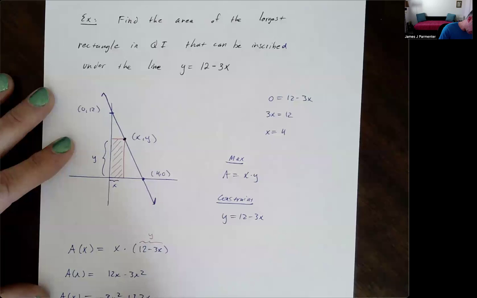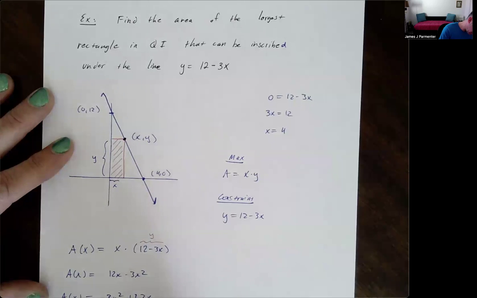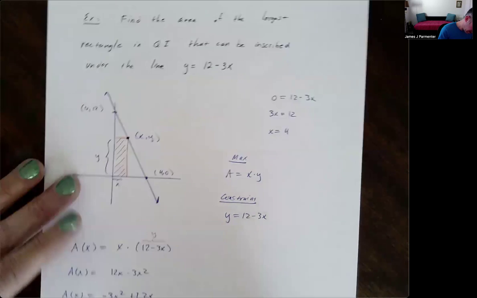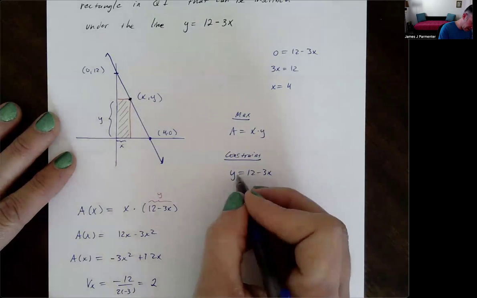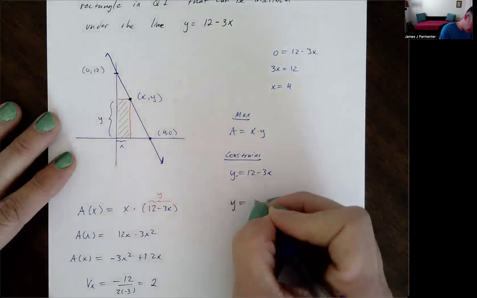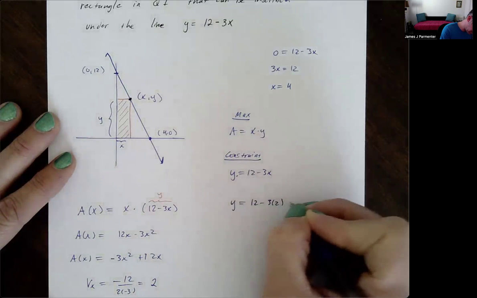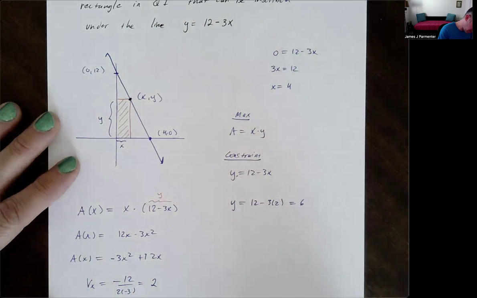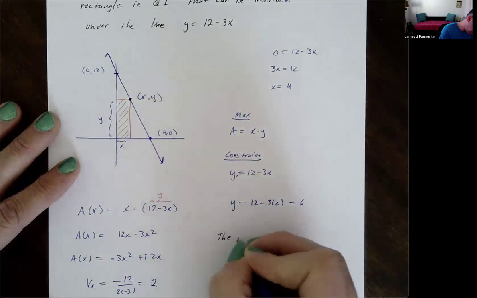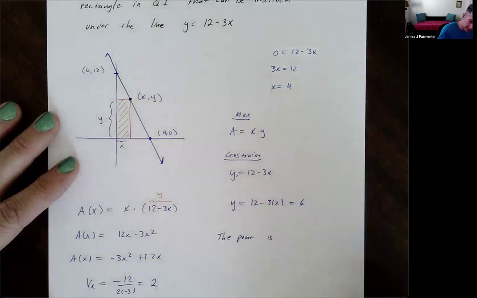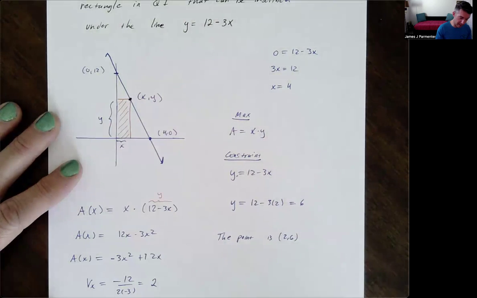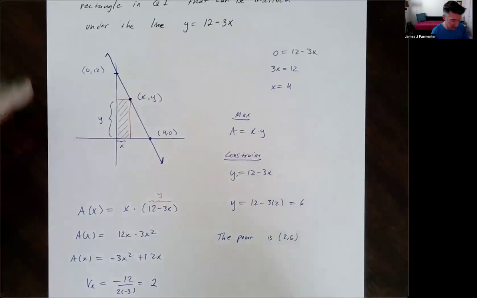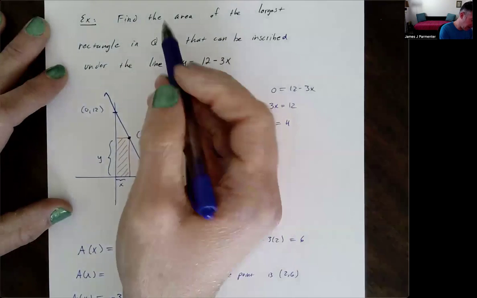Our vertex x coordinate is going to be negative 12 over 2 times negative 3, which is negative 12 over negative 6, which is positive 2. And then the y coordinate, so if I plug 2 back into this, the y coordinate is going to be 12 minus 3 times 2, which is 12 minus 6, which is 6. So the point on the line is going to be the point 2 comma 6. So that's the point where the area is going to get maximized. And so I think I answered the wrong question though, because it didn't ask for the point, it asked for the area of the largest rectangle.